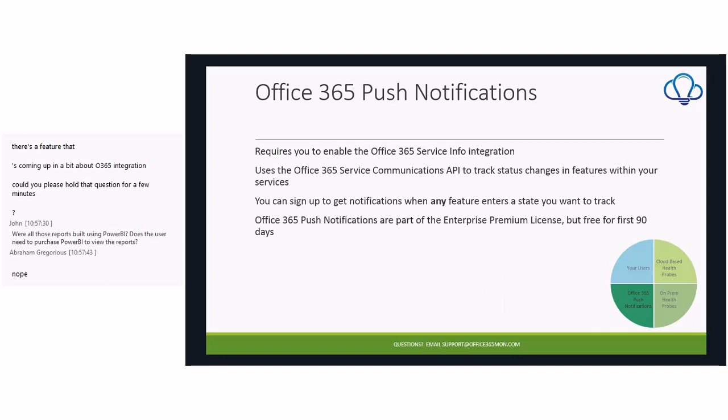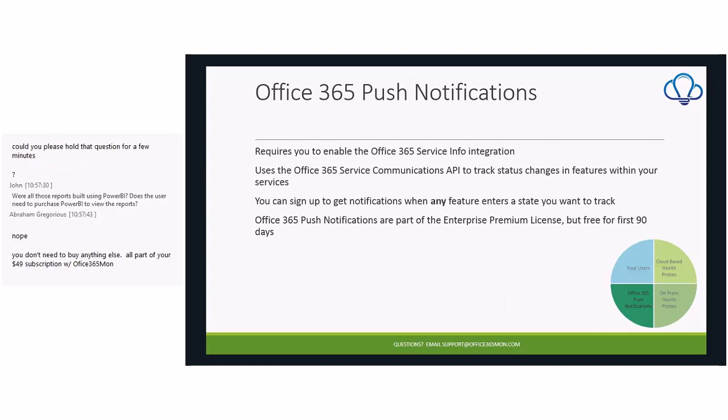So for the push notifications, once you set up that Service Info integration, we use this new Service Communications API to track status changes for the features within the services that you have in Office 365. For example, a service within Office 365 would be like Exchange Online, and a feature within that service would be something like calendaring and mail or scheduling or whatever else, and we'll take a look at that so it makes more sense. And then with the push notification feature, you can sign up to get notifications when any of those features enters a state that you want to track.